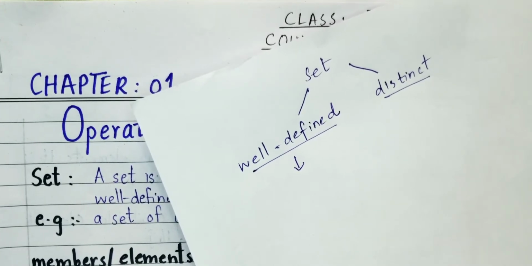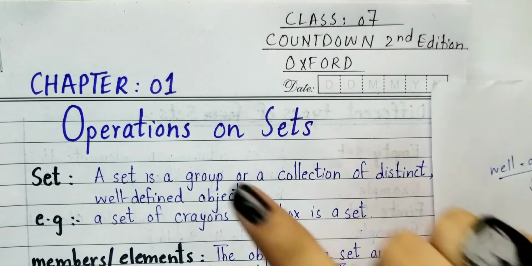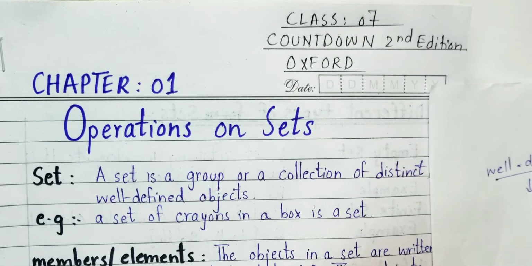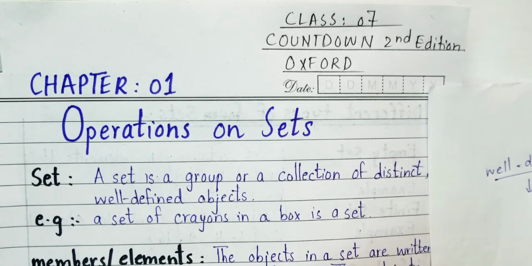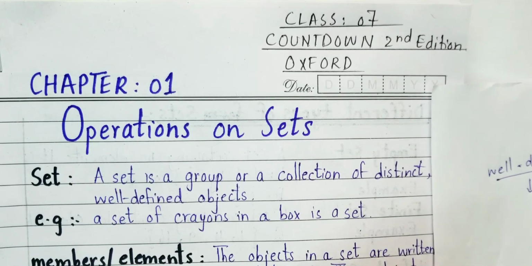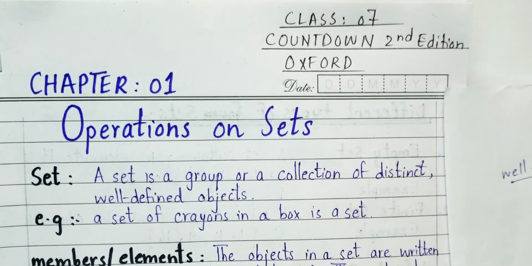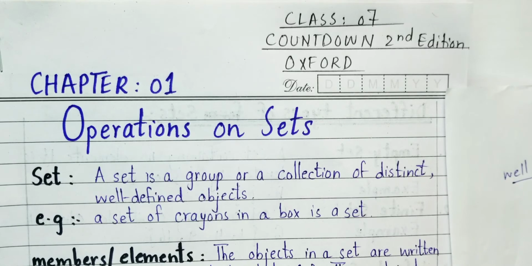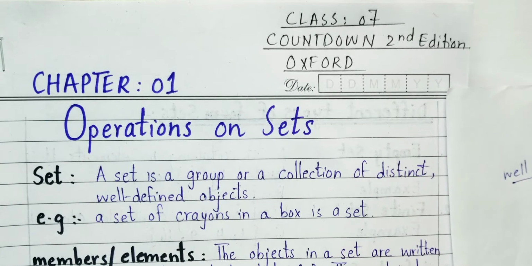So students, today we will be discussing chapter number 1 of class 7, that is operations on sets. But before doing that, we should know what a set is and how we can represent a set, and then we will move towards the operations on sets. By the end of this video, you will be able to understand the different concepts of sets, and not only that, you will be able to solve the questions that are related to sets, or you can say the operations of sets.